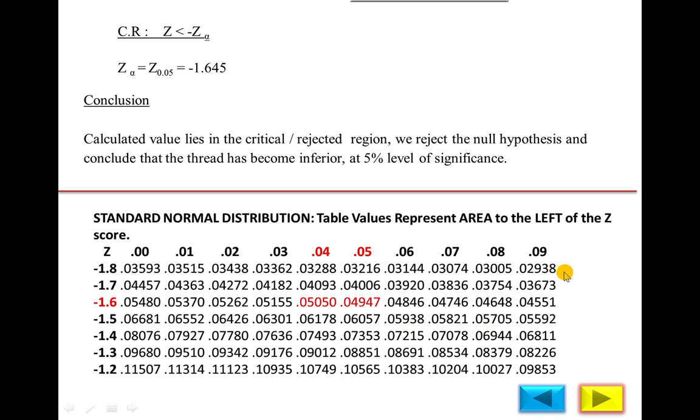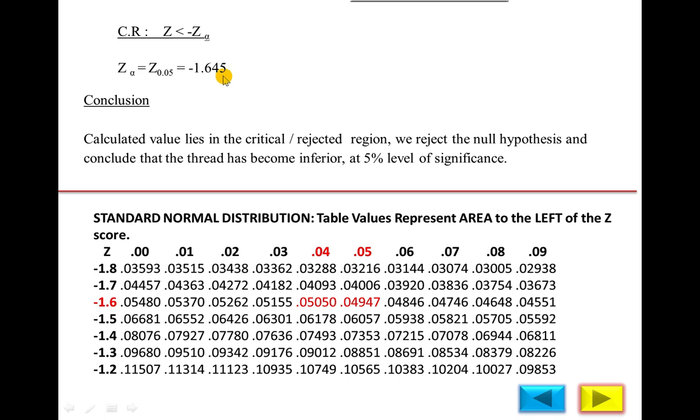This is the area of the probability. First row and first column represent the value of z. Find in this area where 0.05 is. This one is 0.0505, above this value, and this is below this value, but both are approximately equal or the same. So you can take this value, minus 1.64 or minus 1.65, or you can take the average of minus 1.64 and minus 1.65. So the average is minus 1.645.